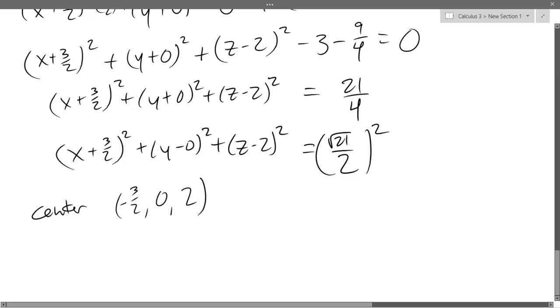So make sure you take the opposite sign of what it looks like. Or you could think of what x value makes the first one 0, which is -3/2. 0 for y makes the middle term 0, and then 2 for z makes the last term 0. So there's our center. Our radius is √21/2. That's as good as it will get for the radius.